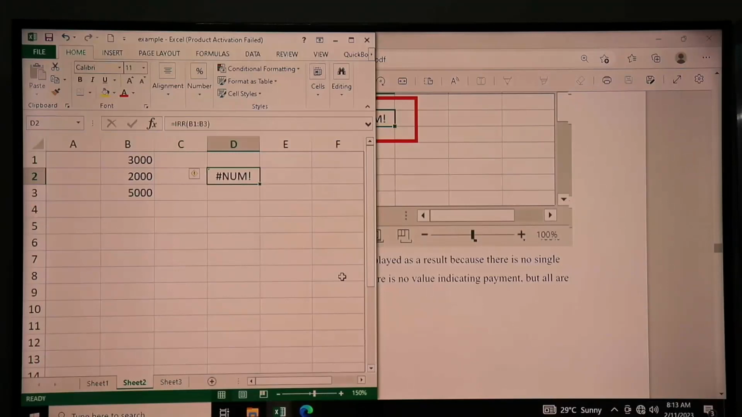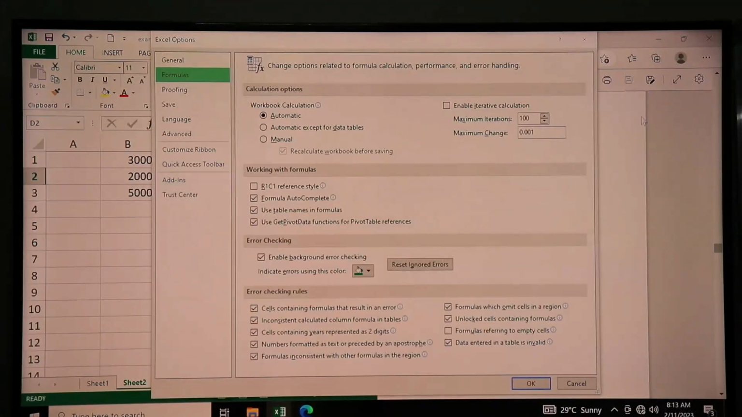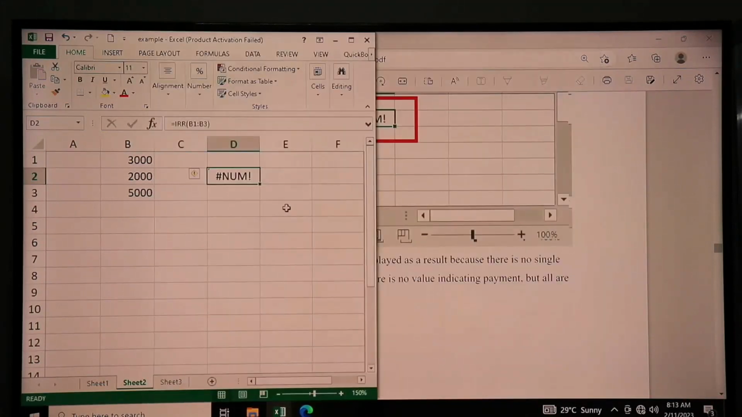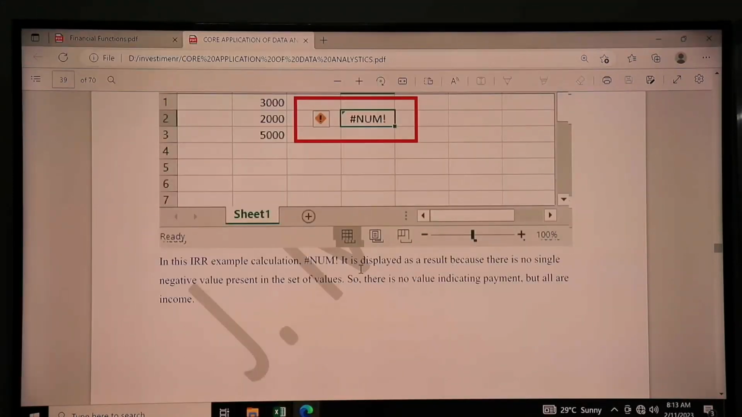That is an error. Why? Because when you are running the internal rate of return, you cannot have all values being negative or all values being positive. There is no way you can rectify this error. This is one of the errors you cannot rectify. So, if you want to rectify this error, you have to go back and look where you have made the mistake.